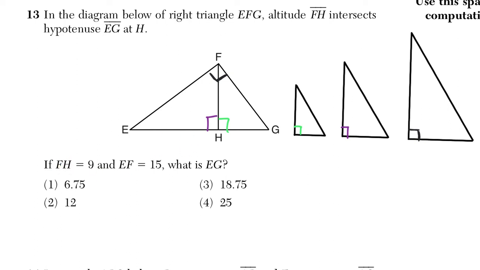All right, so it says if FH is 9, and I'm going to mark that up right here. FH is 9, and I can see a few things. FH is the short side of the medium triangle. It's the long side of the small triangle, and we can see that it's not one of the outside side lengths of the large triangle. So we got that right there. And it says if EF is 15, so EF is this length right here.